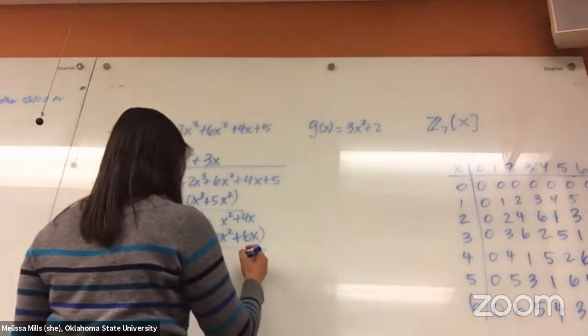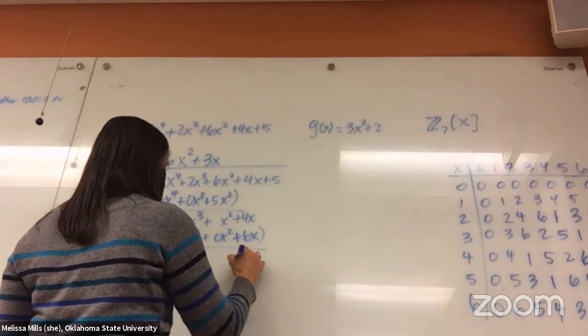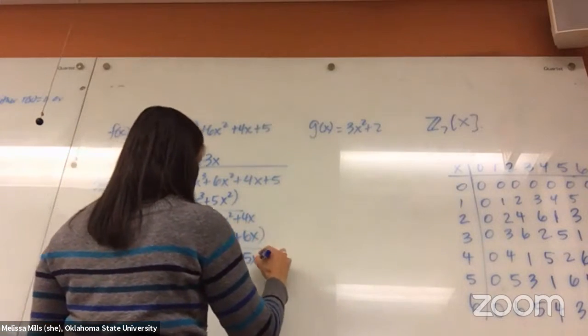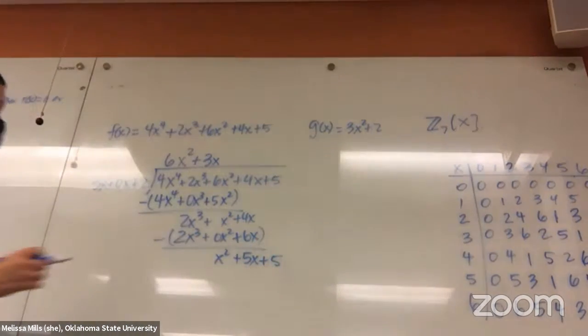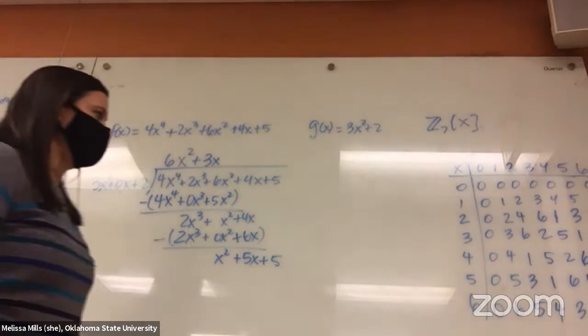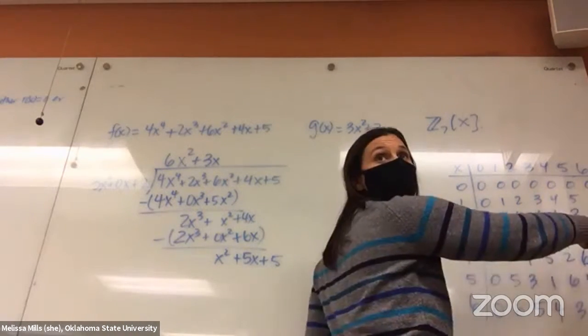We just left it negative. Oh, yeah, that's fine too. I mean, it's all congruent, right? And then x squared. So x squared plus 5x plus 5. And then I just need what? I need something times 3 is 1. It looks like 3 times 5 is 1, right?